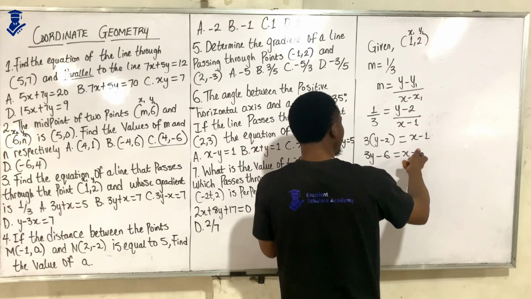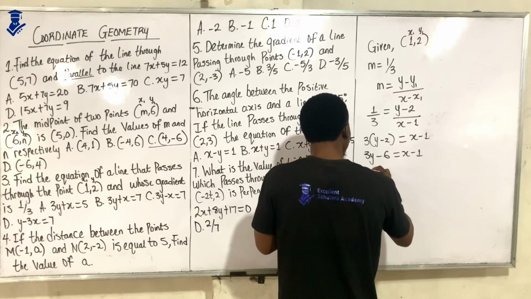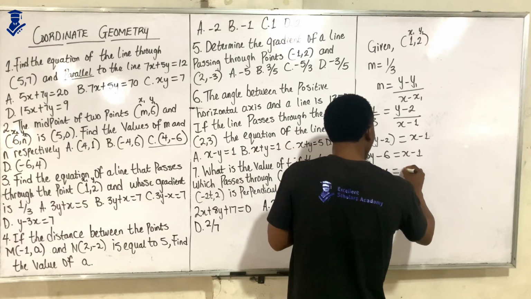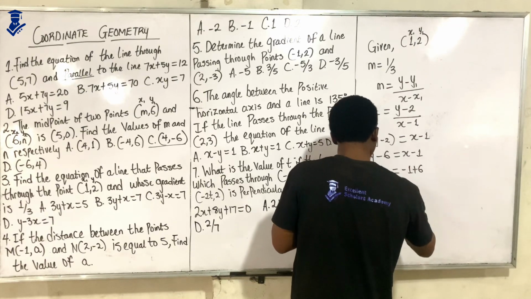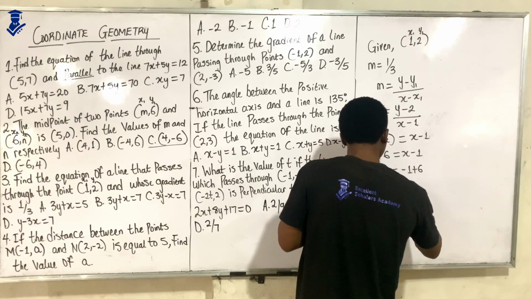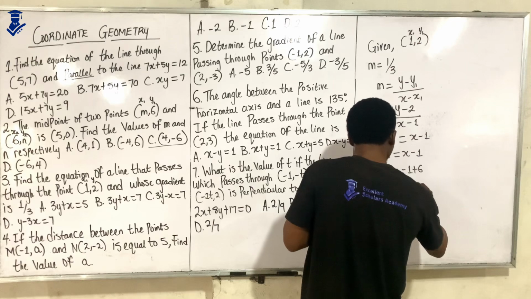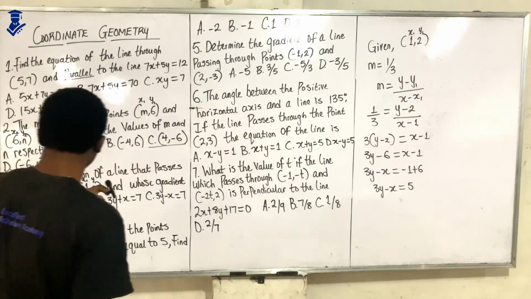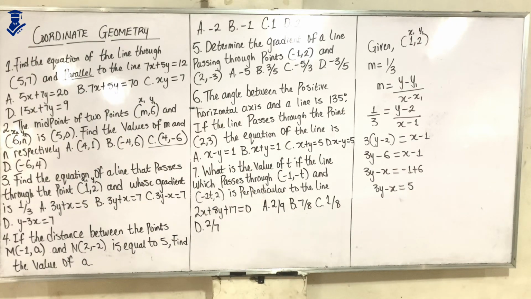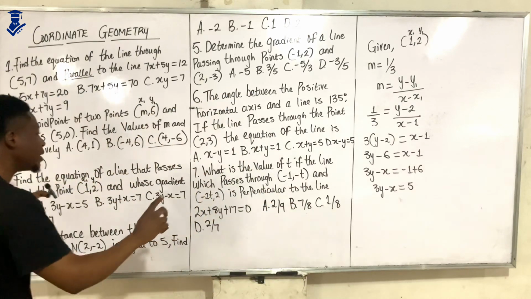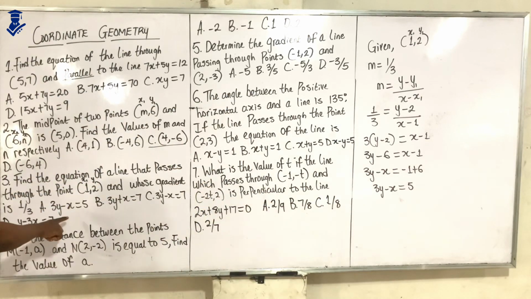Let's take minus 6 here and take x here. When that happens, it becomes 3y minus x is equal to minus 1 plus 6. And then 3y minus x is equal to minus 1 plus 6 gives us 5. Alright? So, which of the options correlates with what we have there? The option that correlates with what we have is option A. Alright? Option A is correct.